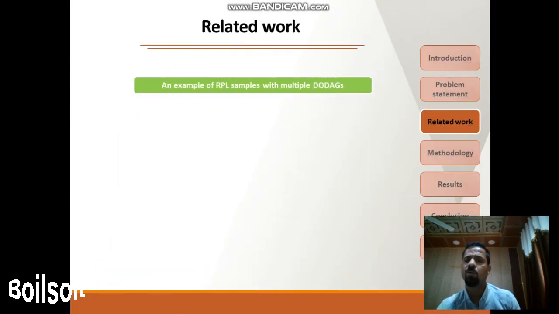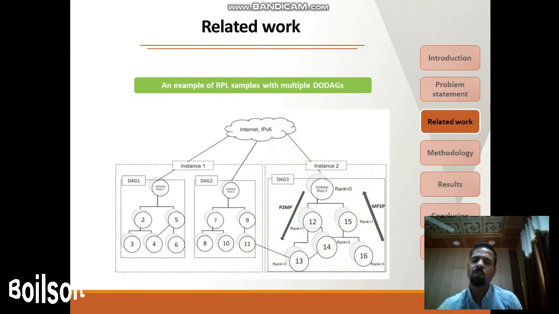An example of RPL instances with DAGs: this is RPL instance one, this is RPL instance two. Each RPL instance consists of DAGs. This is the DAG structure. This is multipoint to point communication, and this is point to multipoint communication.